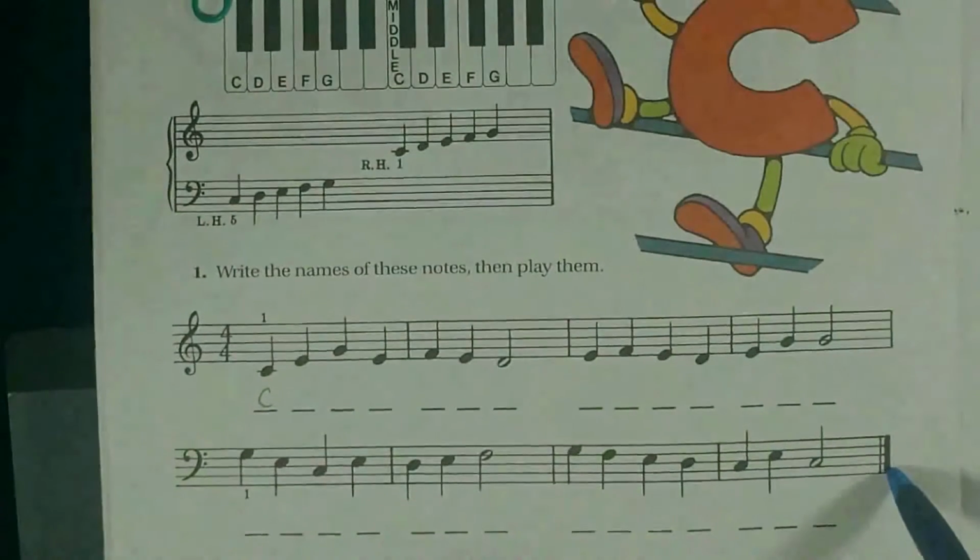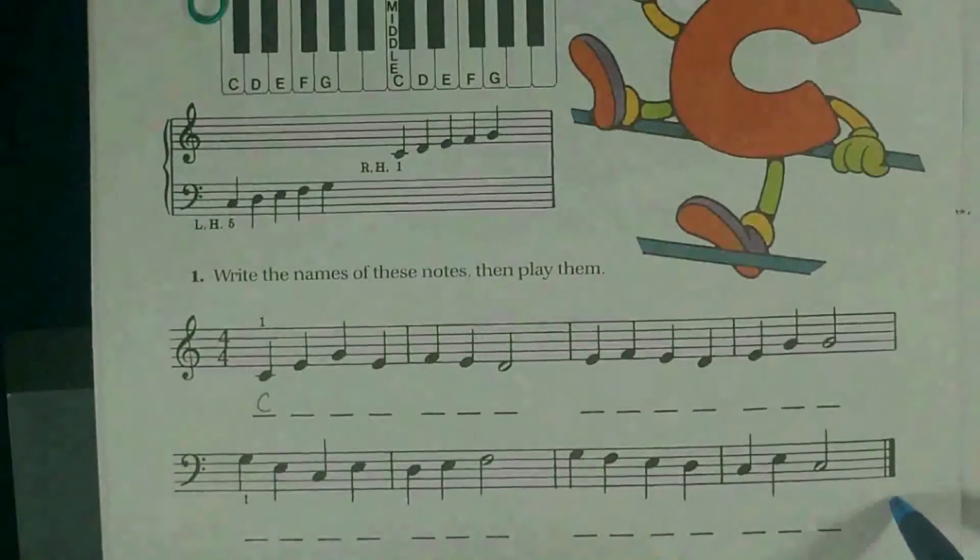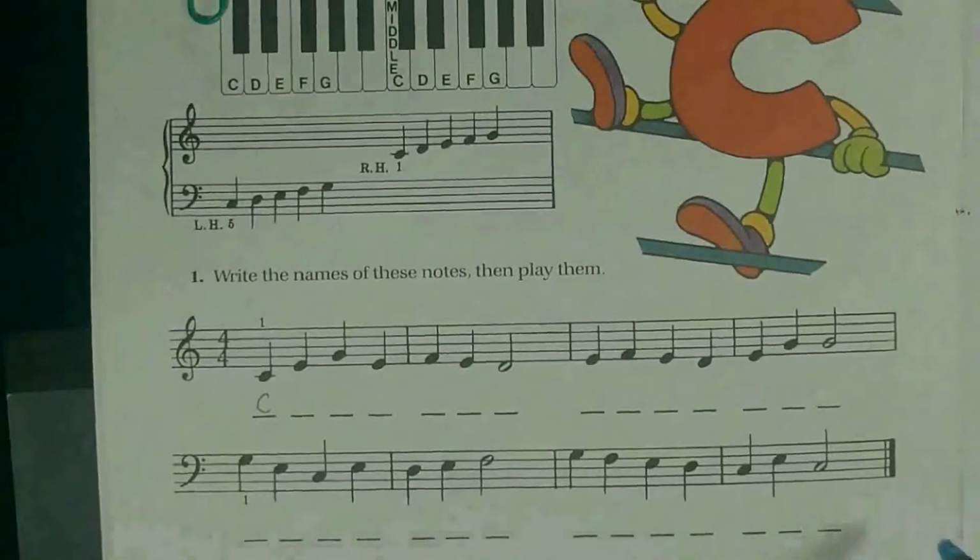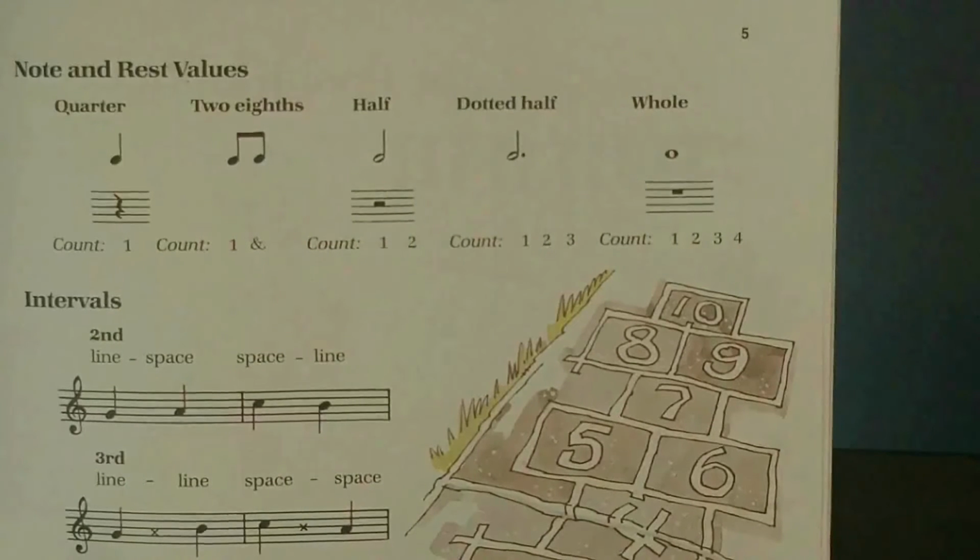Now, at the very end down here is a double bar line, and we talked about that as well. It divides an important section of music, or you will see it at the very end of the music. We talked about note and rest values. We said the quarter note gets 1 beat, 2 eighth notes get 1 beat, a half note gets 2 beats, a dotted half note gets 3 beats, and a whole note gets 4 beats.